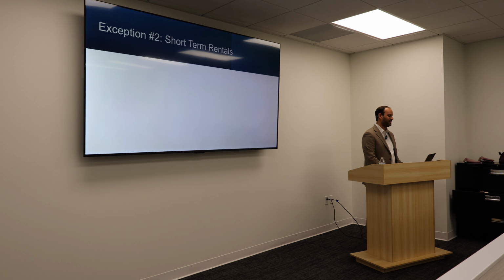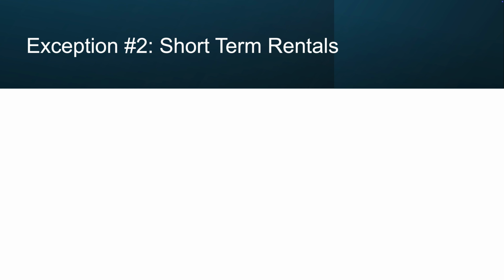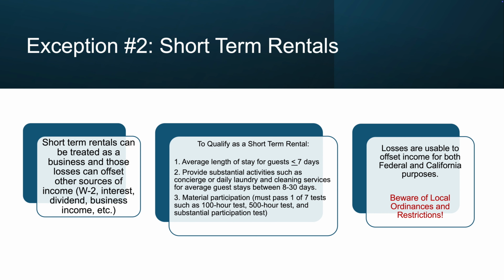Next is the short-term rental exception. This exception is why a lot of clients were buying properties and using them for Airbnb the past couple of years. Short-term rentals can be treated as businesses, and those losses can be used to offset other sources of income, for example, W-2, interest, dividends, and so on.